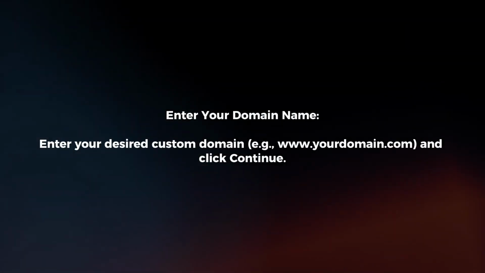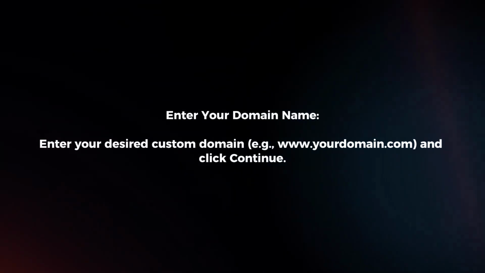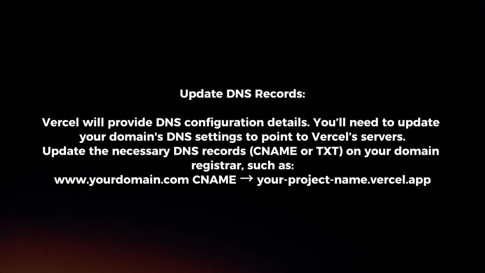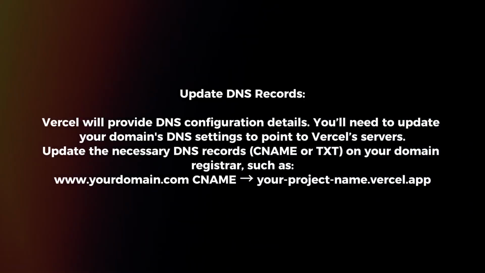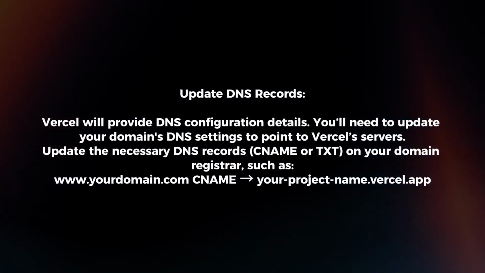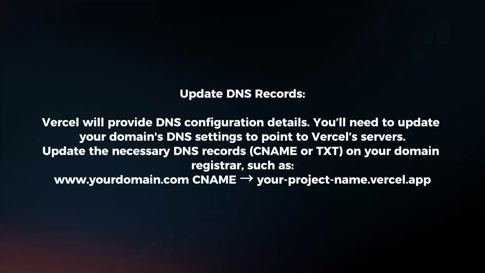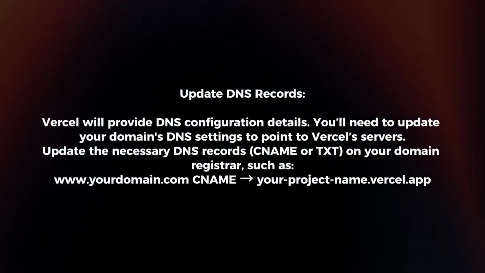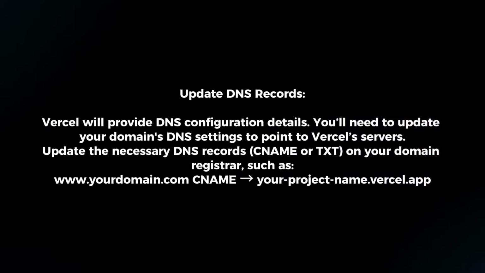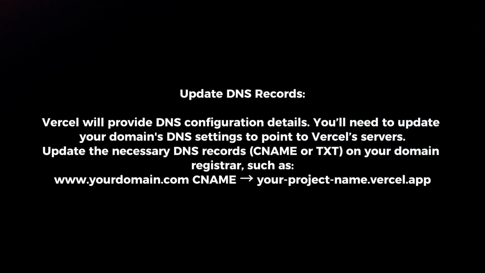Enter your domain name. Enter your desired custom domain and click Continue. Update DNS records. Vercel will provide DNS configuration details. You will need to update your domain's DNS settings to point to Vercel servers. Update the necessary DNS records on your domain registrar, such as the following.